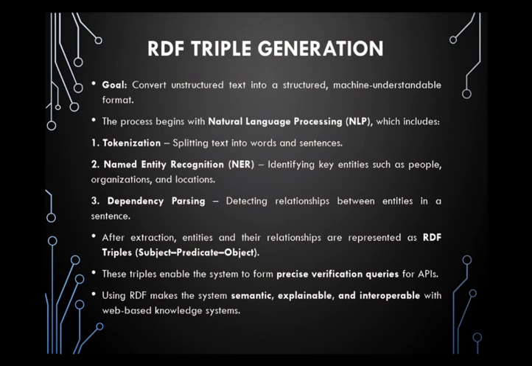After identifying the entities and their relationships, they are represented as RDF triples, which helps the system understand meaning in a structured way. For example, the sentence Barack Obama was the president of USA becomes a triple of Barack Obama, was the president of, USA. These triples are then used by the verification module to generate a precise search query for the APIs. Using this semantic structure makes our system explainable, efficient, and capable of understanding facts rather than words.